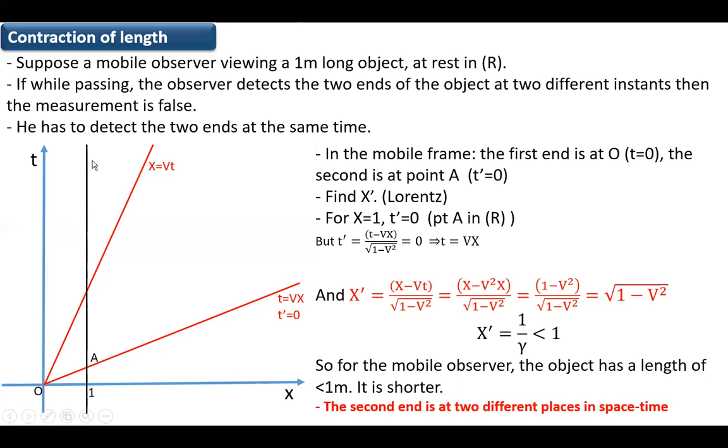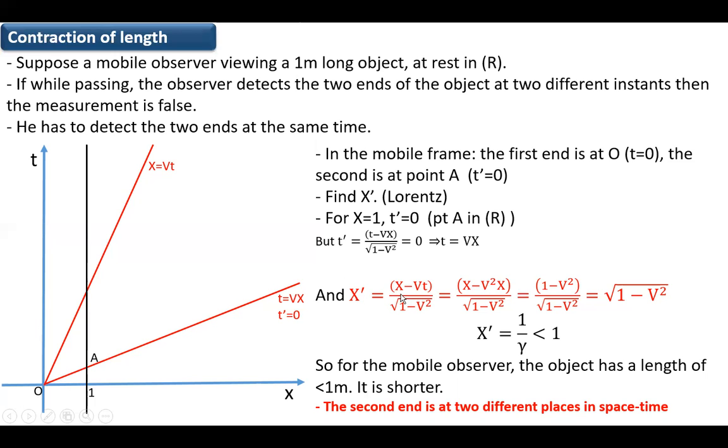So at any given time t, it is at x equals 1. So point A has x equals 1. And in the second frame, it corresponds to t prime equals 0. According to the Lorentz transformation, t prime is equal to (t minus vx) over radical of 1 minus v squared. Since for point A, t prime equals 0, t minus vx is equal to 0 in this case, so t equals vx. So we know that A corresponds to this line of synchronization, which is the axis x prime.